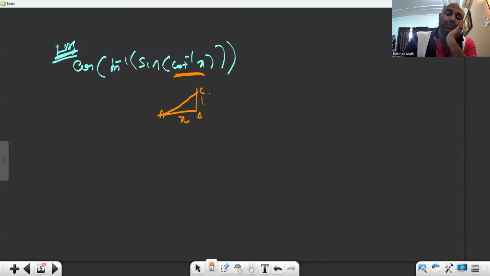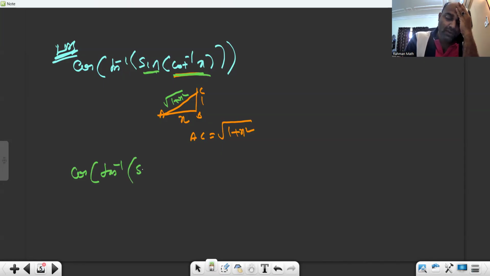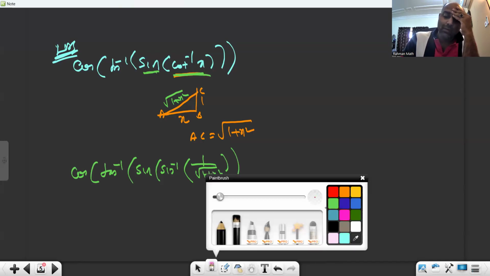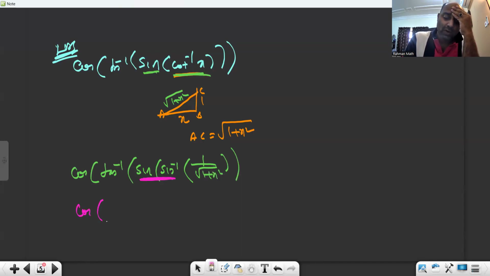Apply Pythagoras theorem. AC equal to root of 1 plus x square. So hypotenuse we got root of 1 plus x square. Here outside is sine, so inside should be sine inverse. Cos of tan inverse of sine inverse 1 by root of 1 plus x square. Now this and this cancelled. Cos of tan inverse of 1 by root of 1 plus x square.